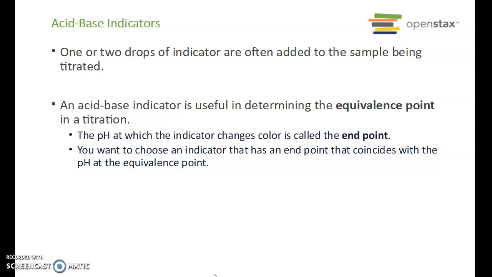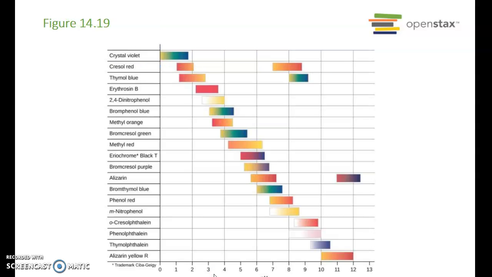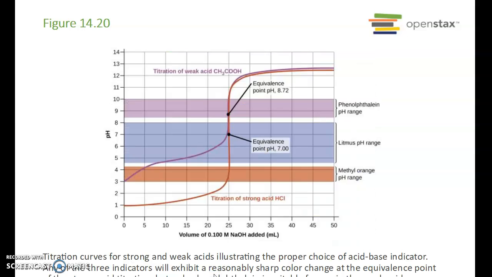The acid-base indicator is useful in determining the equivalence point in the titration. The pH at which the indicator color changes is called the endpoint. And you want to choose an indicator whose endpoint coincides as close as possible to that equivalence point. Indicators are usually weak acids. The weak acid is a different color than its conjugate base. And this chart right here shows the range of colors that are possible for several of these different acid-base indicators.